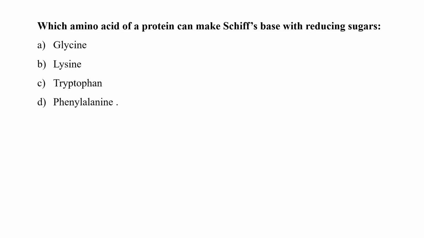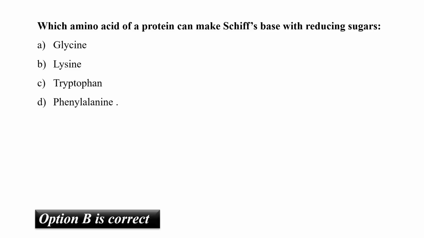Which amino acid of a protein can make Schiff base with a reducing sugar? Glycine, lysine, tryptophan, or phenylalanine? Generally, any amino acid with a free amino group like lysine may react with a reducing sugar to form the Schiff linkage. So option B is the correct answer.